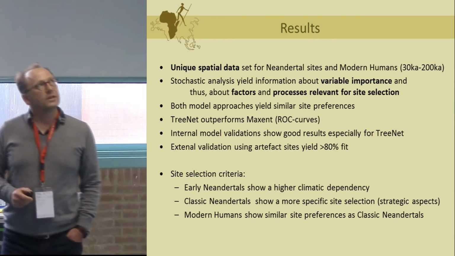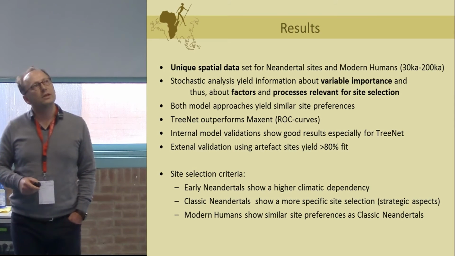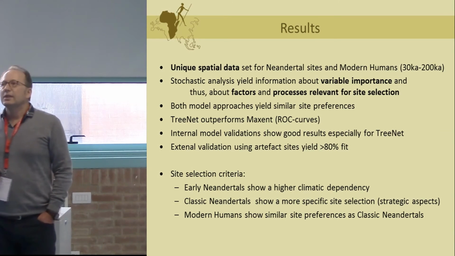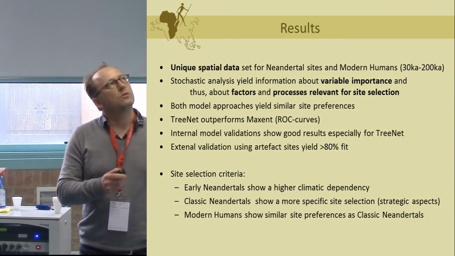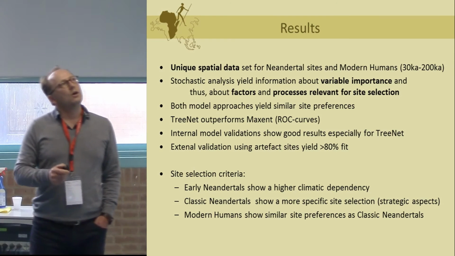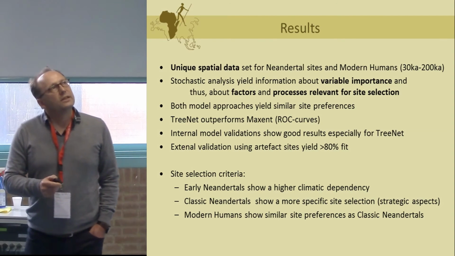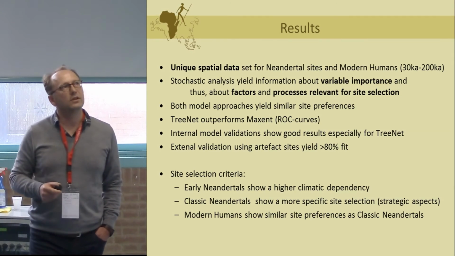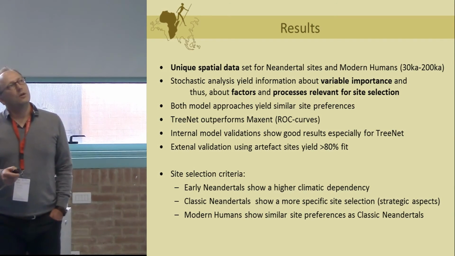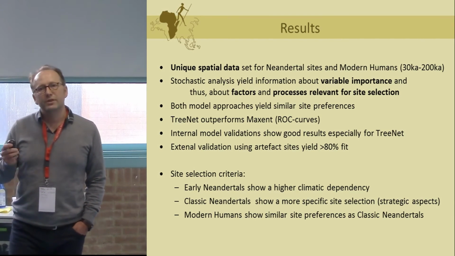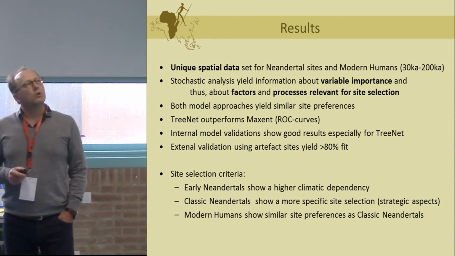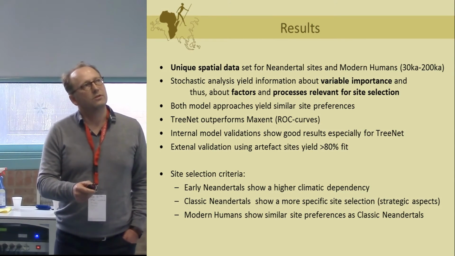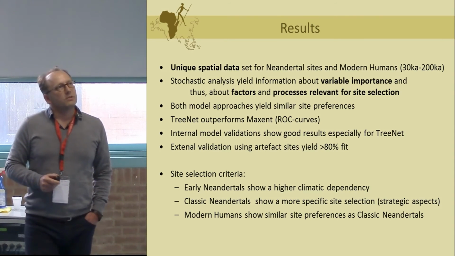So coming to the results, what we set up was a unique spatial data set for Neanderthals and the modern humans from 30,000 to 200,000 BP. The stochastic analysis yields information about variable importance and thus about the factors and processes relevant for the site selection. Both models yield similar site preferences. TreeNet, as I've shown, outperforms Maxent, especially in the classified variables or in the Neanderthals. And the internal model validation showed good results, especially for the TreeNet model. So this is much better than the Maxent model. However, an external validation also showed quite good results for the classical Neanderthals. So as I have shown, more than 80% fit.